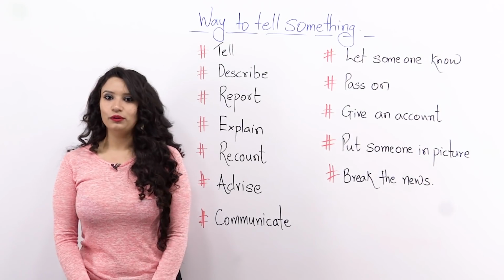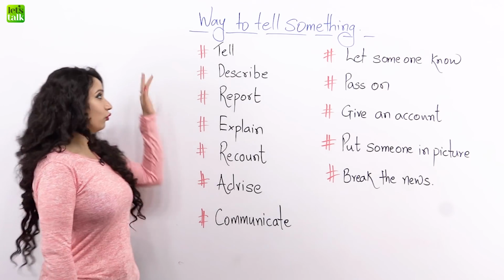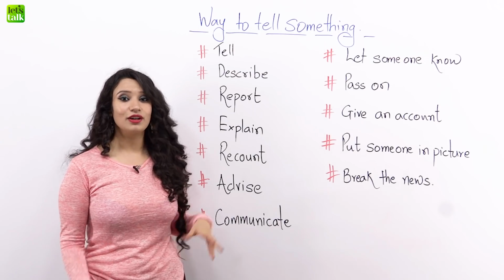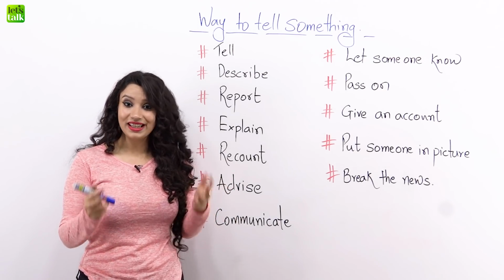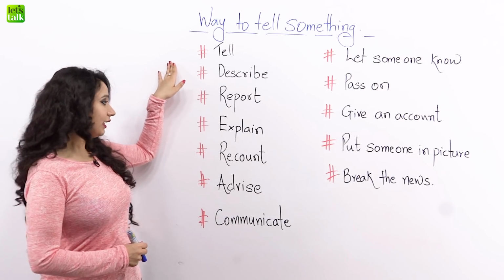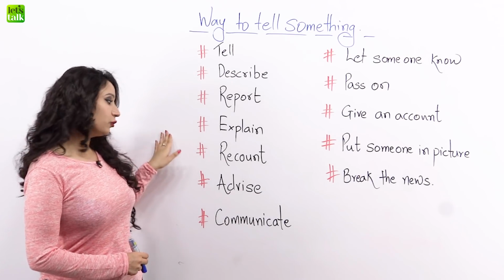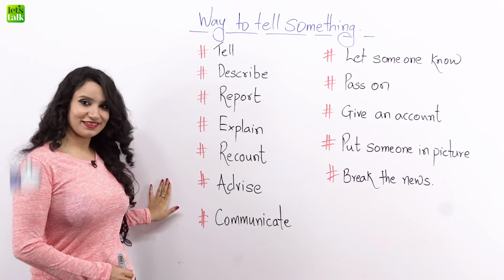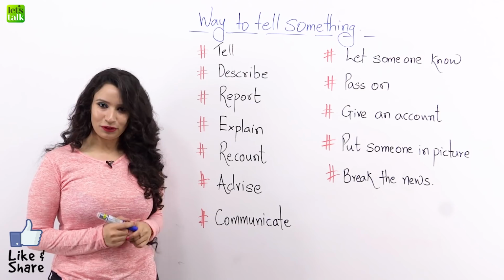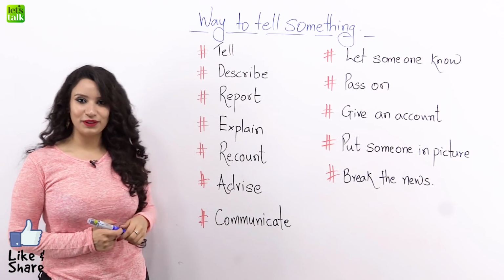So first of all, we are going to look at a set of verbs that we have with us here. And these verbs are different ways of talking about telling something to someone. For example, telling is very different from explaining, and explaining is very different from advising. But how is that so? If you want to know the meaning, then keep watching with me. Let's start with the first verb.